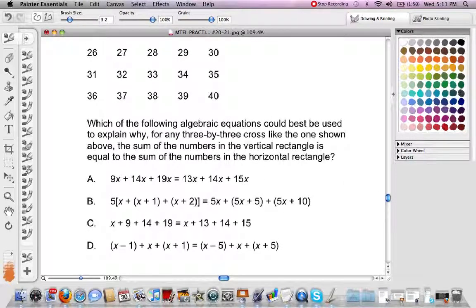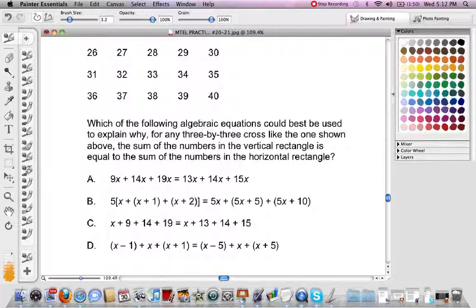Which of the following algebraic equations could best be used to explain why, for any 3 by 3 cross like the one shown above, the sum of the numbers in the vertical rectangle is equal to the sum of the numbers in the horizontal rectangle? And then it gives us 4 different equations. So let's take a closer look here.